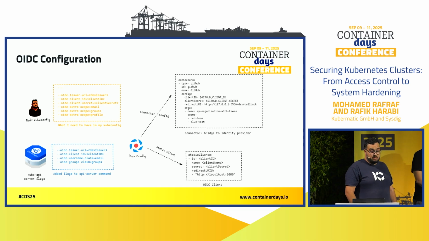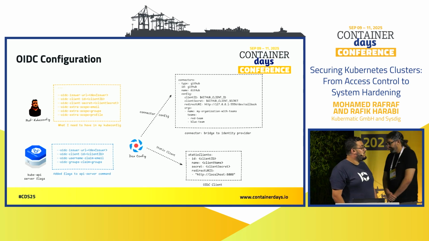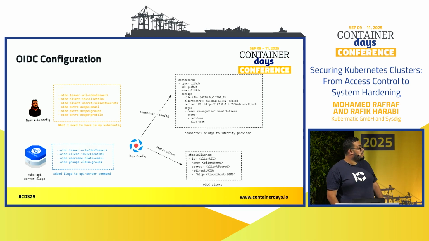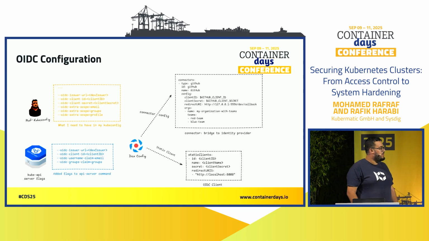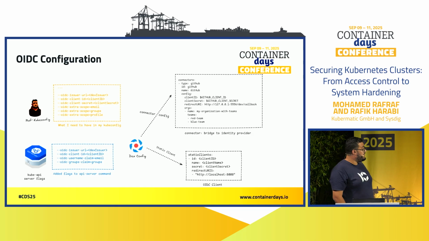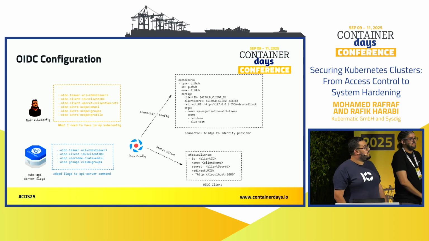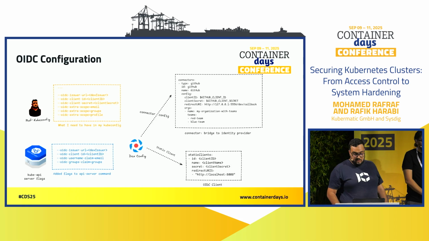So we are adding also the same parameters, but this time in the CLI of Kube API server. On the other side, we have Dex. It's split into two major parts: the connector and the static client. For the static client, we will specify the ID, name, and secrets, and they will be used by kubectl and Kube API server. And the connector is like specifying your identity provider configuration, and the connector will let Dex know how to deal or talk with your identity provider.